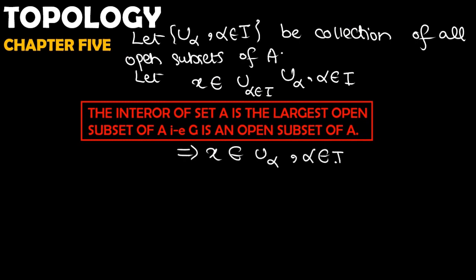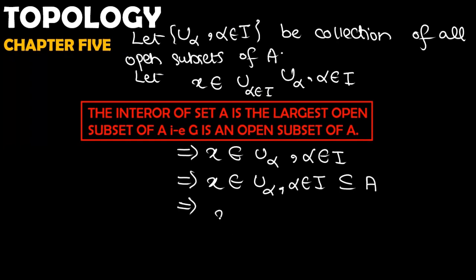If it belongs to their union, then it also belongs to U alpha. As x belongs to U alpha, it implies that U alpha, where alpha belongs to I, is a subset of A, because set A is the collection of all the open subsets. So this open subset is also a subset of A, as I explained in the first line. So x belongs to the interior, as I have found an open set between x and A.